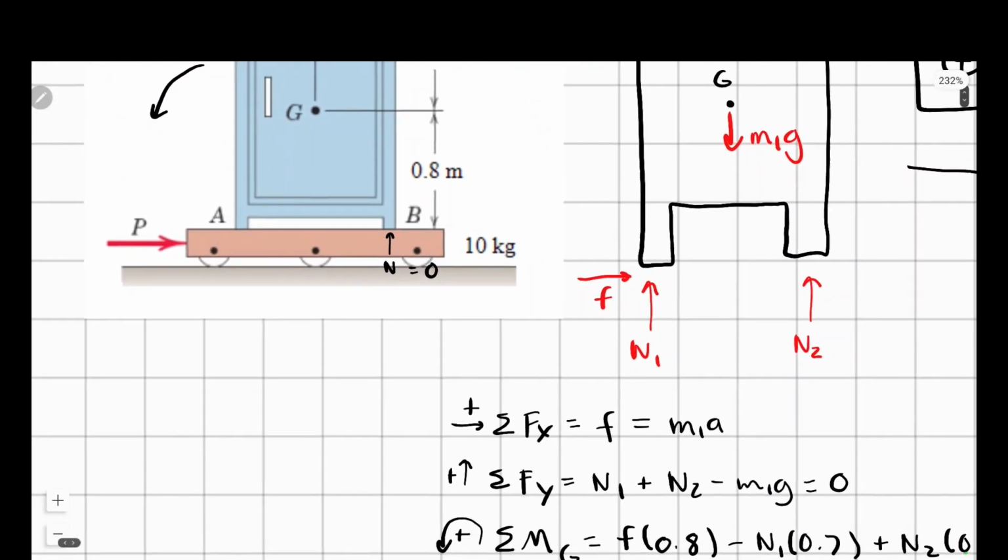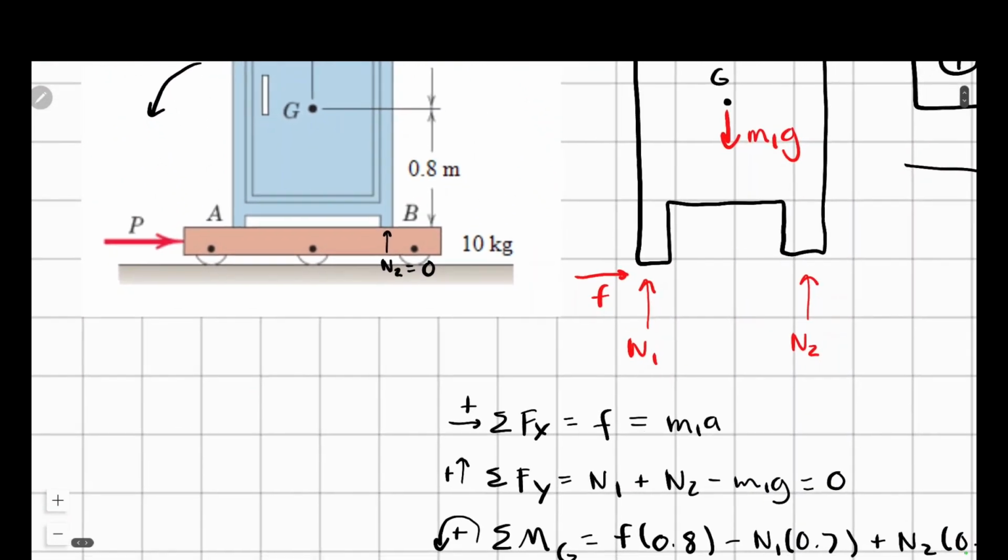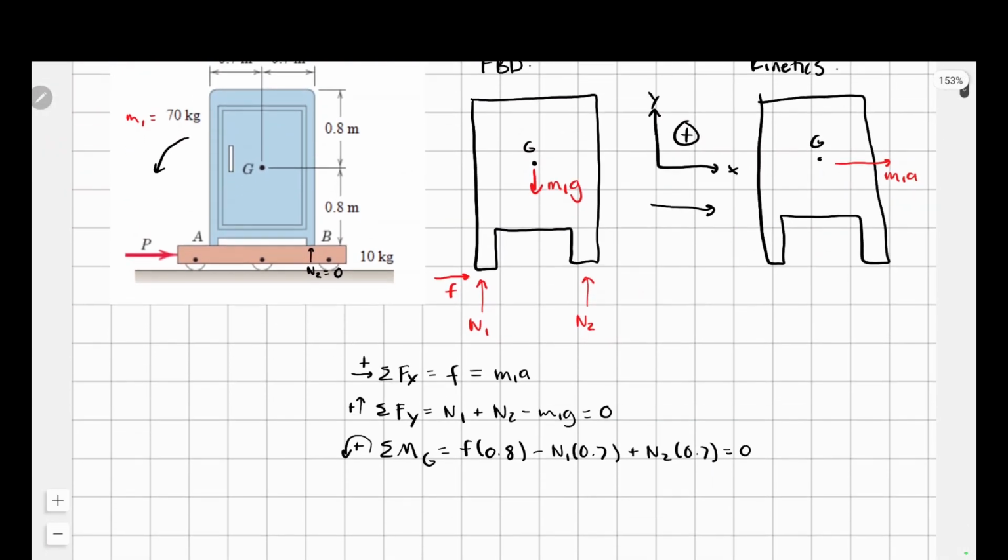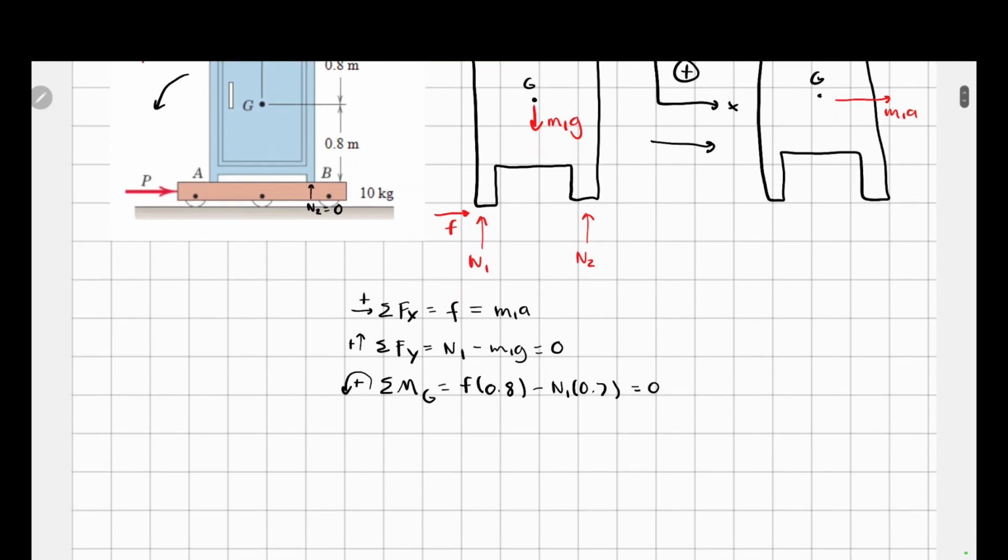And in our case, we have N2, so that would be N2 equals 0. So we could eliminate N2 from all of our equations. So we don't need N2 here, we don't need N2 here. So let's just erase that. And this is what we get. Now we have 3 unknowns and 3 equations. So let's solve.